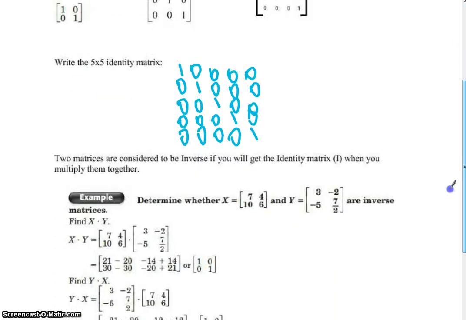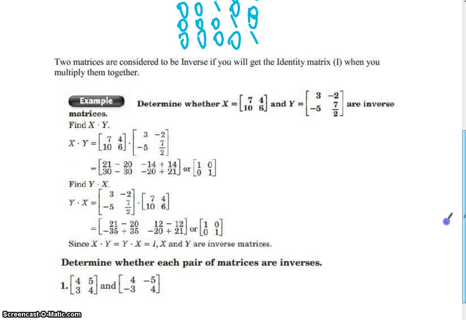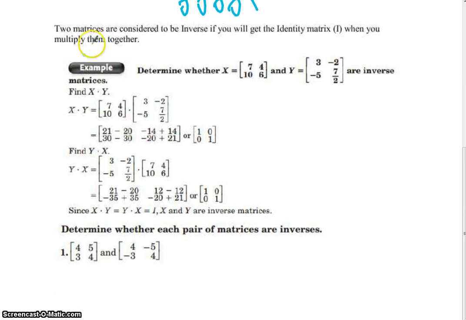Okay, the reason this is important is that when you are talking about inverses, two matrices are considered to be inverse if you get the identity matrix when you multiply them together. So if they give you two matrices and ask you to tell if they are inverse or not, you multiply them together. Remember, this is a 2 by 2, and this is a 2 by 2. Yes, you can multiply them, and your answer will be a 2 by 2.